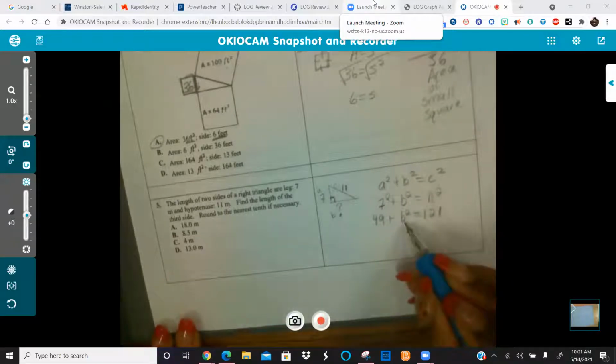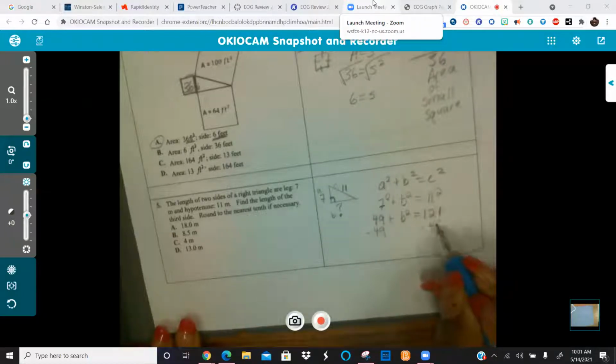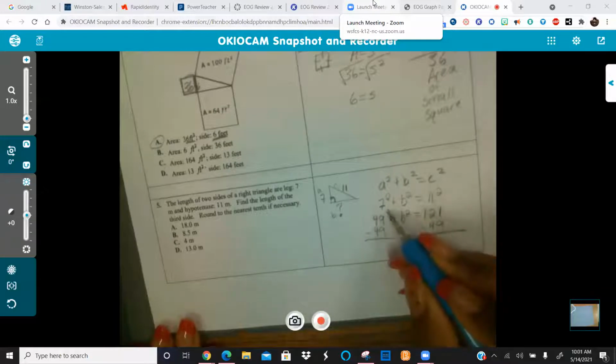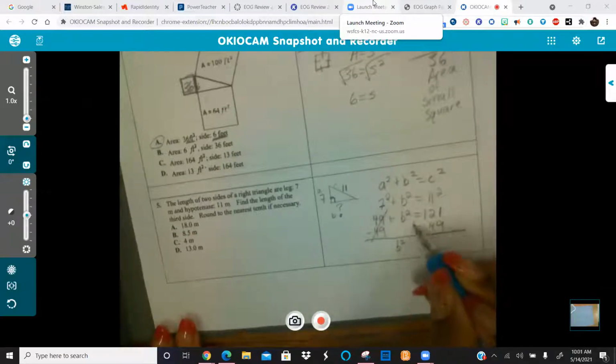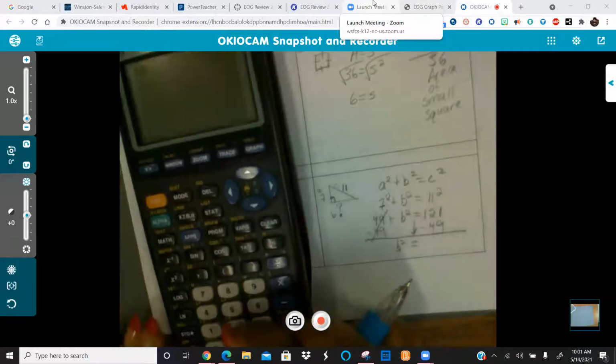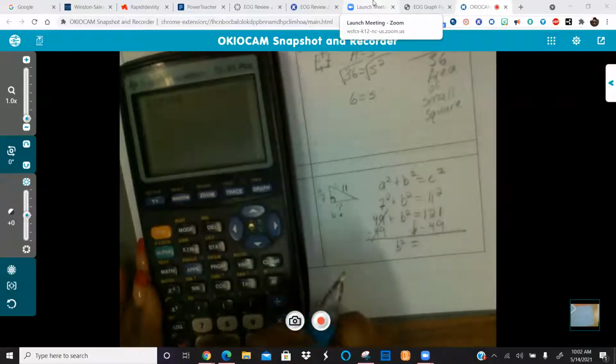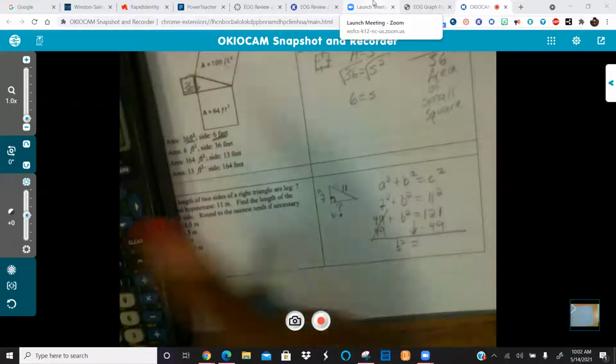All right, so now we need to get B by itself. So we're going to get rid of the 49 first. This is a positive 49. You don't see a negative in front of it, so it's a positive. How do you get rid of a positive 49? Very good. So when we subtract 49 on both sides, this is gone, and I'm left with B squared is equal to 121 minus the 49. I'm going to type this in my calculator. If you need to see that, look at what they did. They got 72.